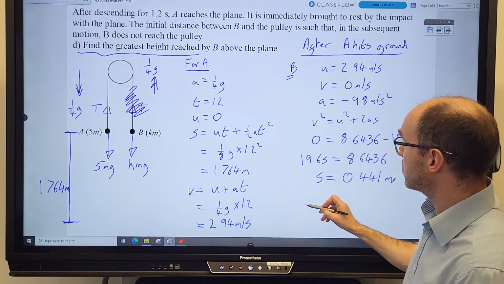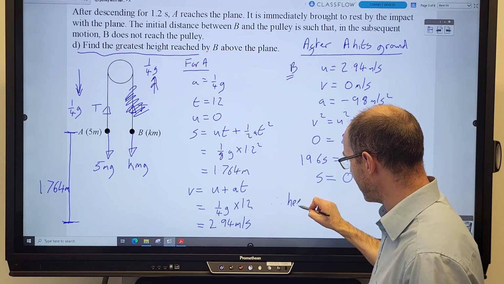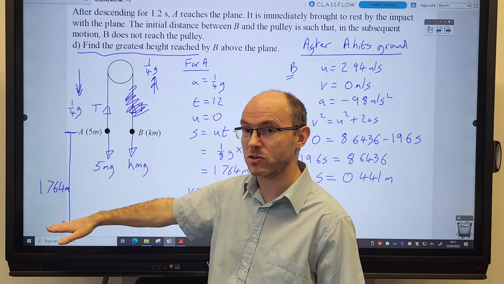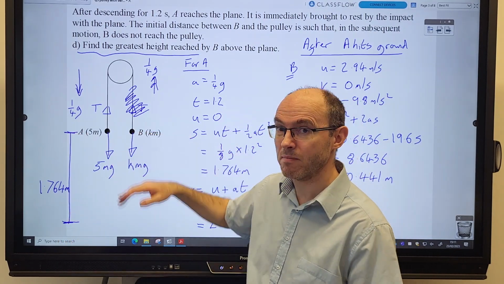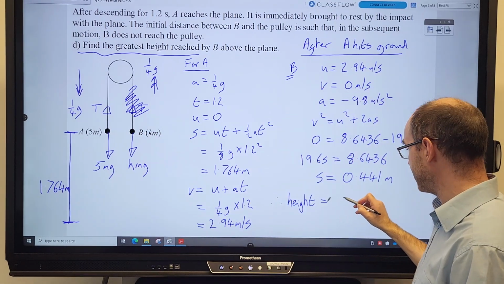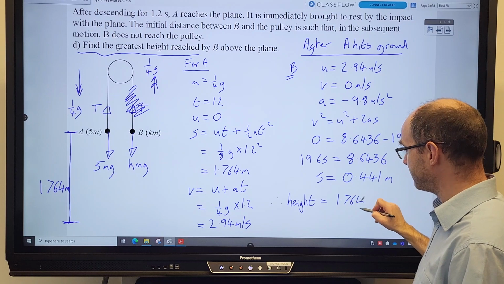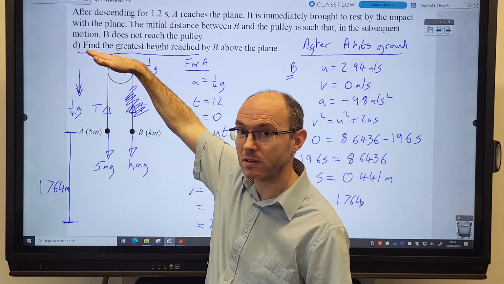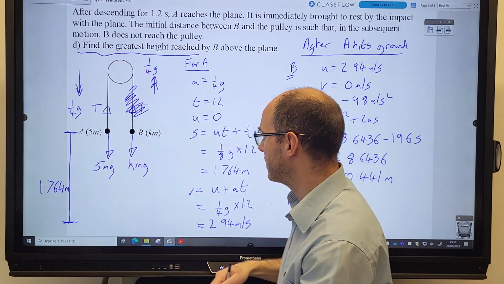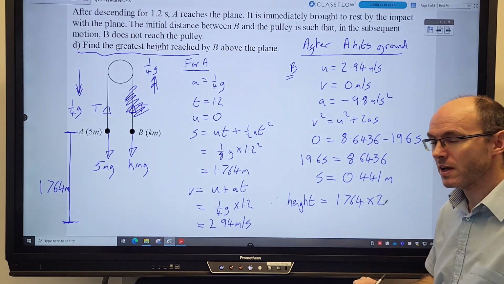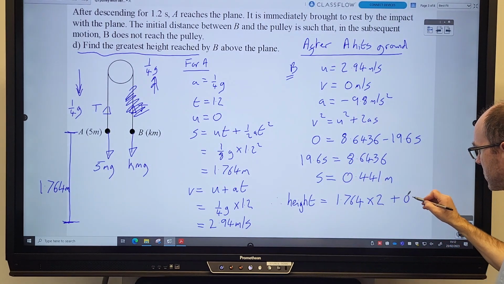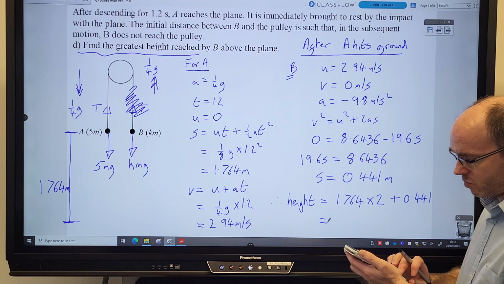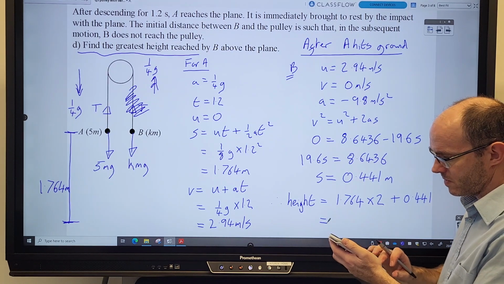So what is the greatest height? Just a recap. Remember, A falls that much, which means B must have started that much above the ground. So B started 1.764 above the ground. Then as A falls that much, B must travel that much because they're moving together, so that distance is doubled. And then the extra bit it moves falling freely under gravity to its maximum height will be 0.441. Let's work out what this is: 1.764 times 2, plus 0.441.